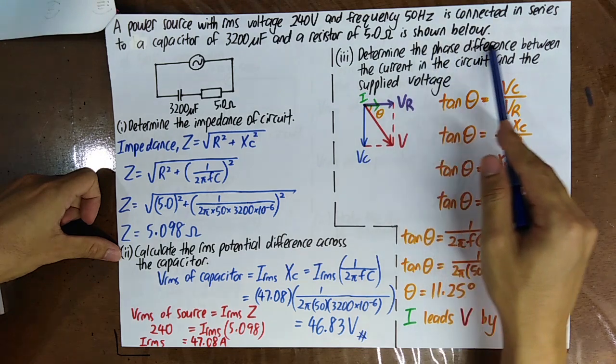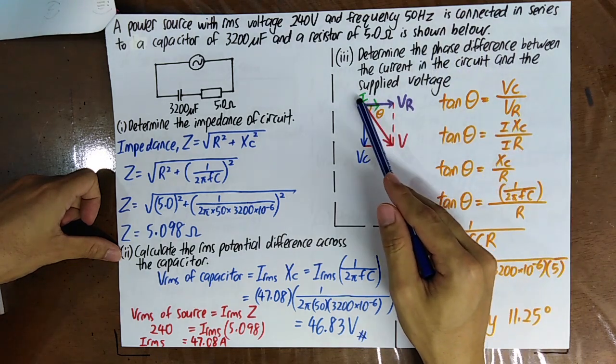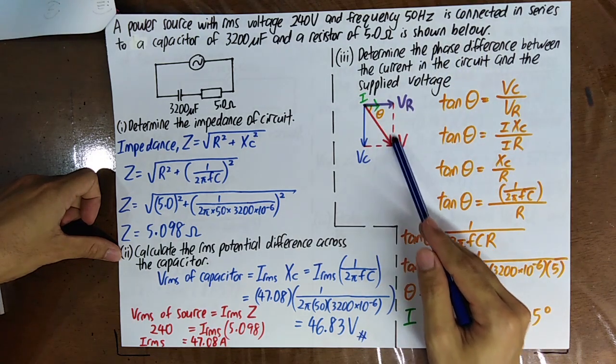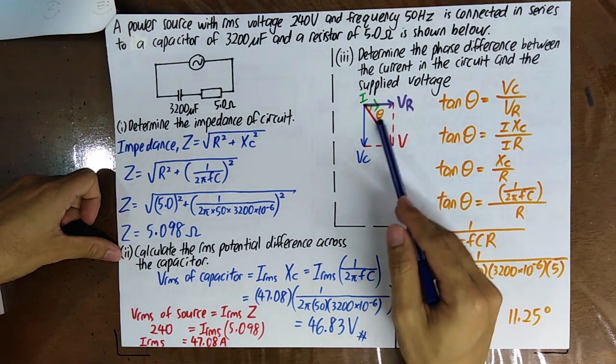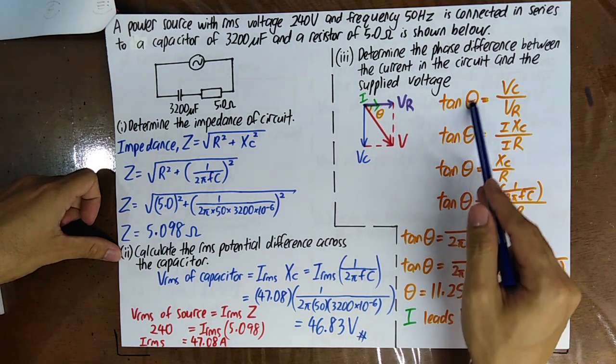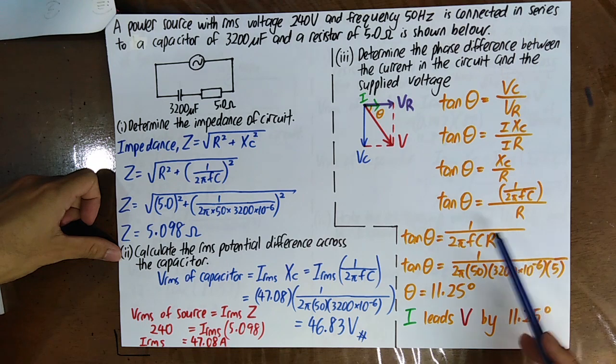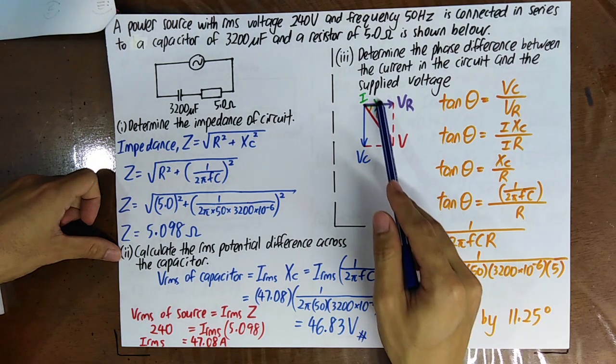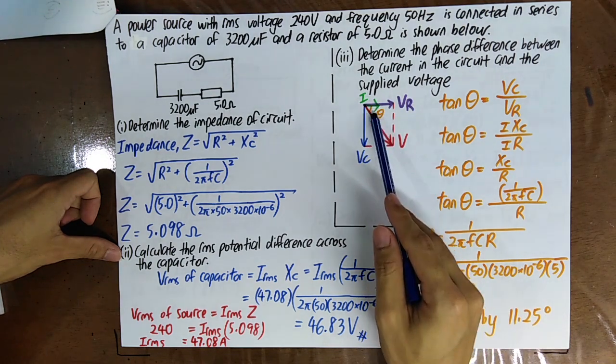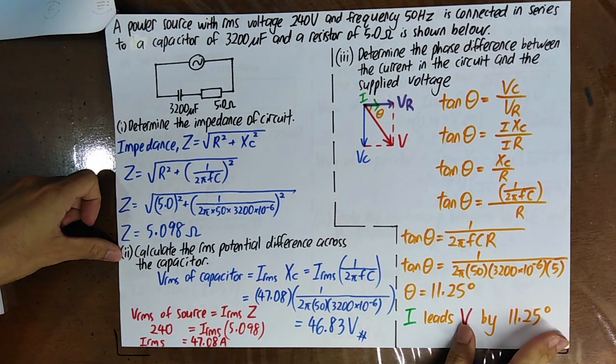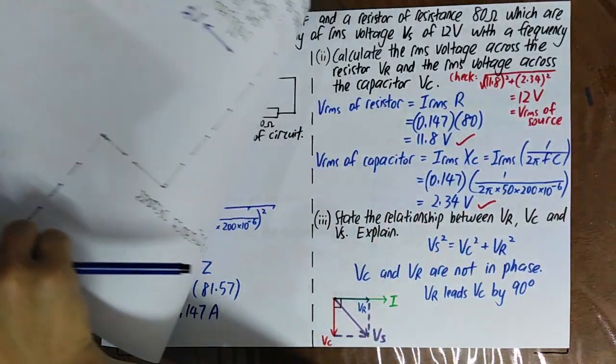Then determine the phase difference between the current in the circuit and also the supply voltage V. Okay, so the angle you have to find out by using these formulas. Then you know that I leads V by this phase angle.